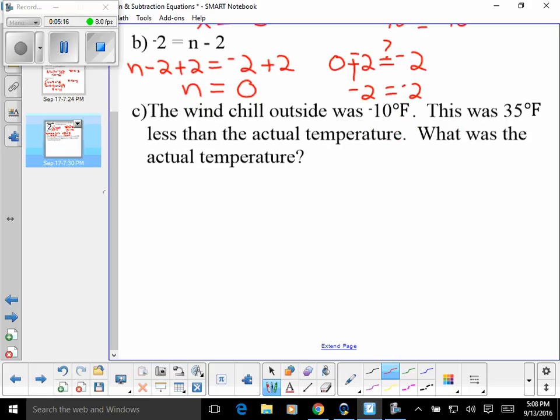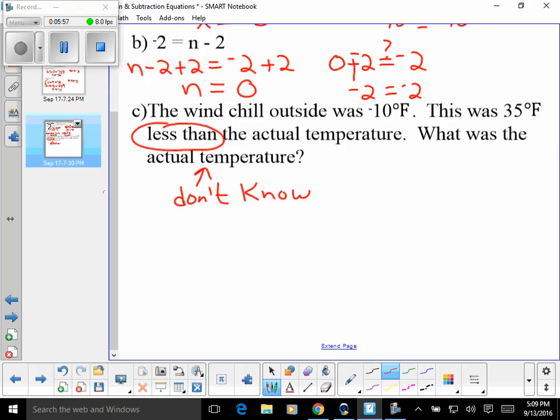There will be story problems. The wind chill outside was negative 10 degrees Fahrenheit. This was 35 degrees Fahrenheit less than the actual temperature. What was the actual temperature? Think back to the first lesson we had on writing expressions, chapter 1a. Less than means to subtract. We're taking less than the actual temperature. We do not know the actual temperature. So that's going to be our unknown.